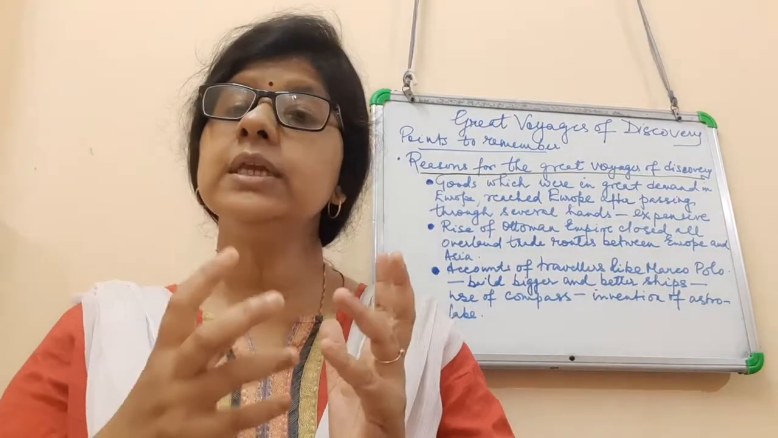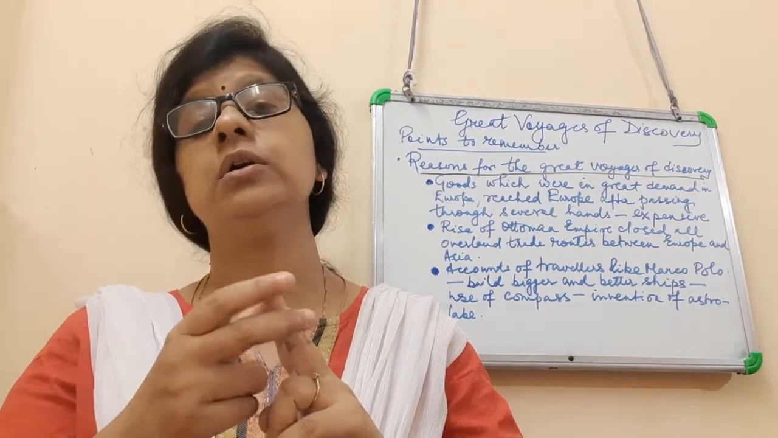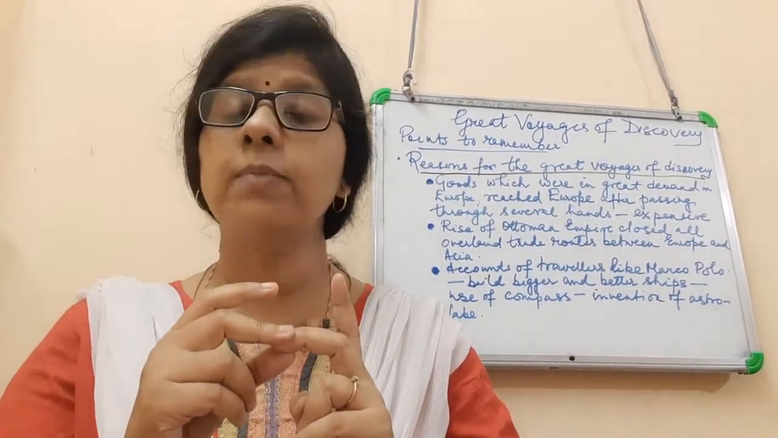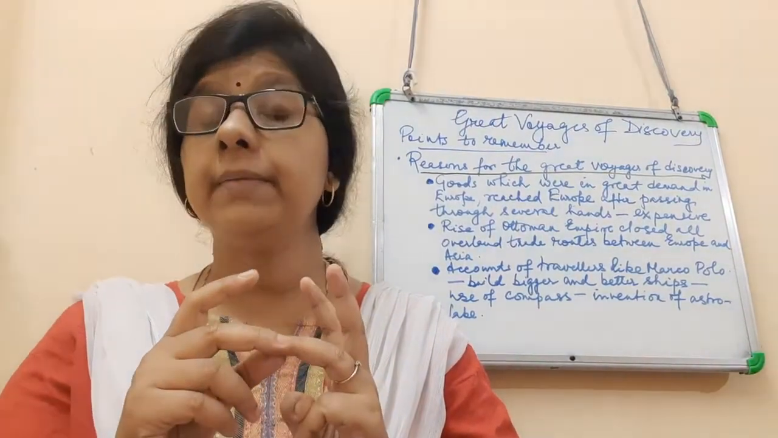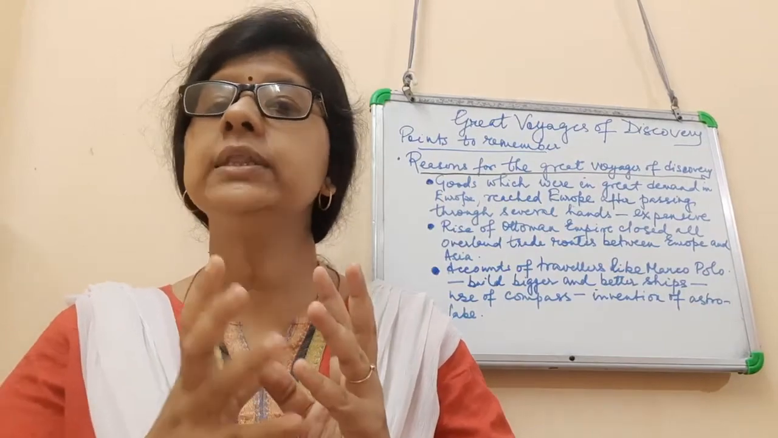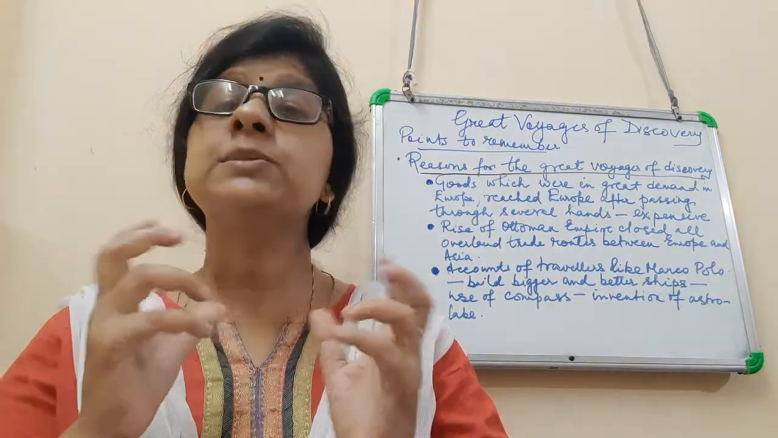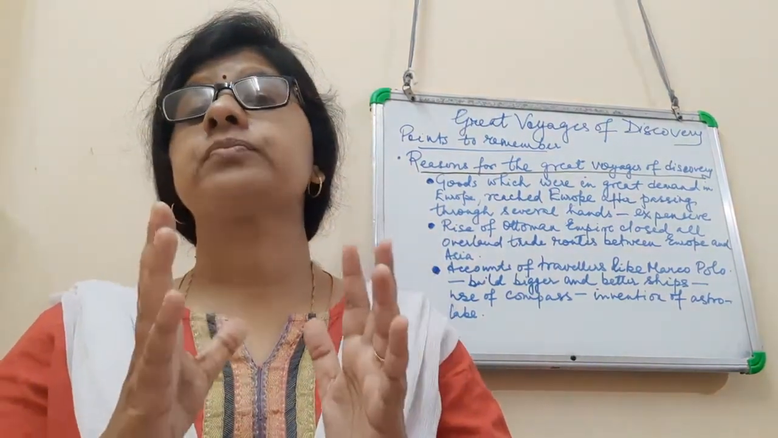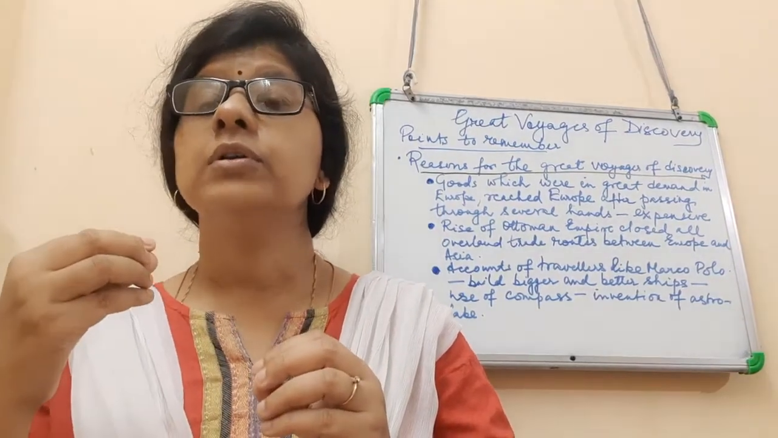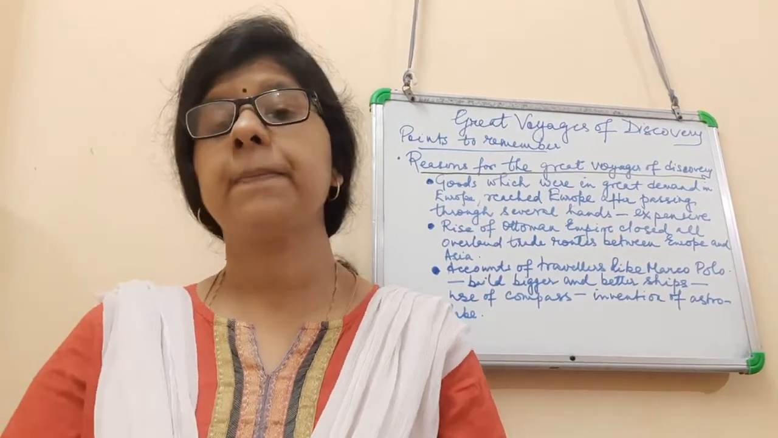So all these, the invention of the astrolabe, the use of compass, bigger and better ships, maps, all these together helped the explorers to make successful voyages, to undertake long voyages.